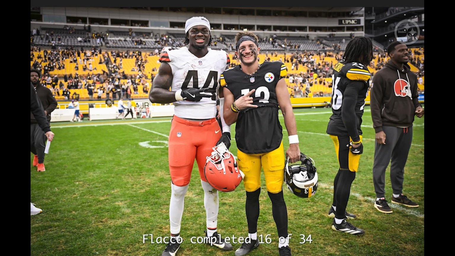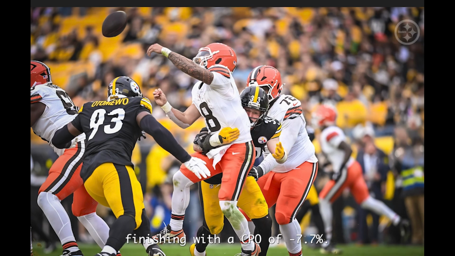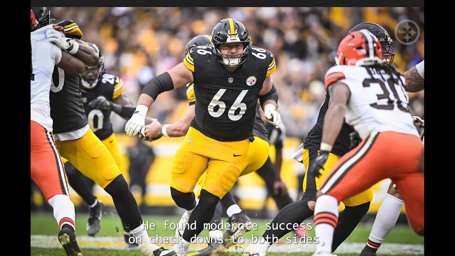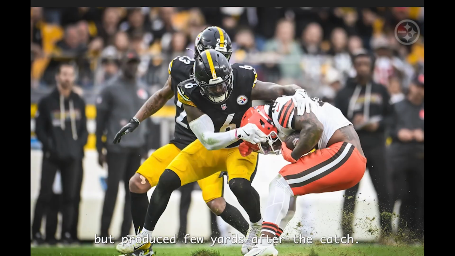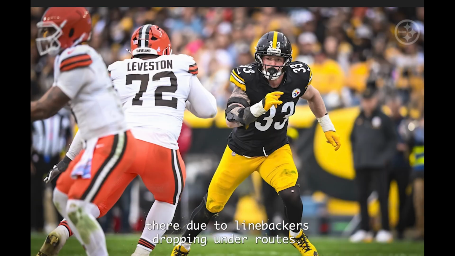Joe Flacco versus Vikings. Flacco completed 16 of 34 passes for 184 yards, no touchdowns, and 2 interceptions, finishing with a CPOE of -7.7%. He found moderate success on checkdowns to both sides, but produced few yards after the catch. The curl and hook zones proved costly, as both interceptions occurred there due to linebackers dropping under routes.